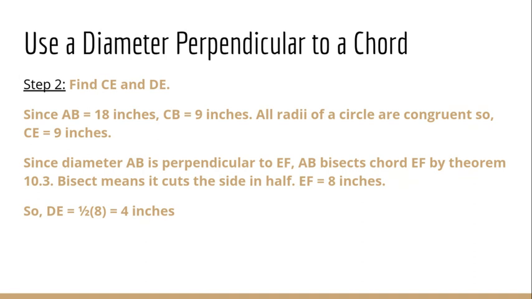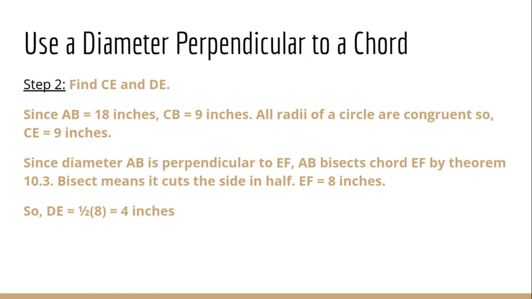Our second step is to find our missing pieces, as many missing pieces as we can for our right triangle. So since AB, which is my diameter, is 18 inches, CB is 9 inches, which is my radius. All of my radii of a circle are congruent, so CE is also going to be 9 inches. It's just half the diameter. So since diameter AB is perpendicular to EF, AB bisects chord EF by our theorem, so it bisects our chord in half. Because it's bisecting our chord in half, we know that EF is 8 inches, so DE is going to be 4 inches, half of 8.